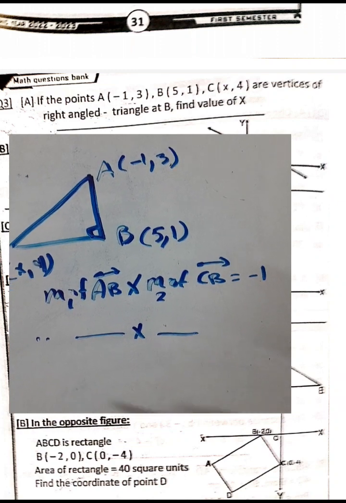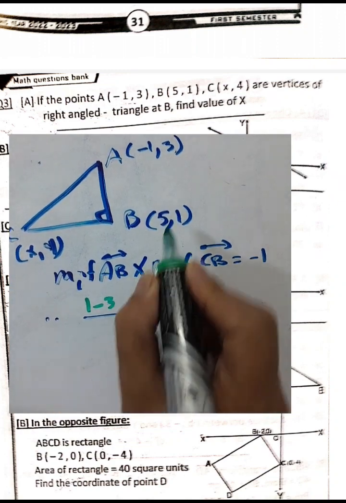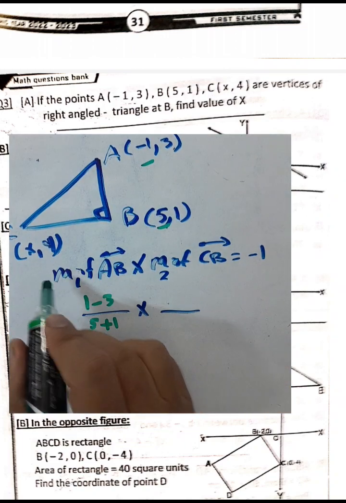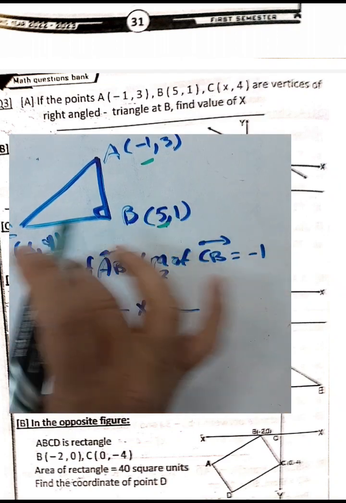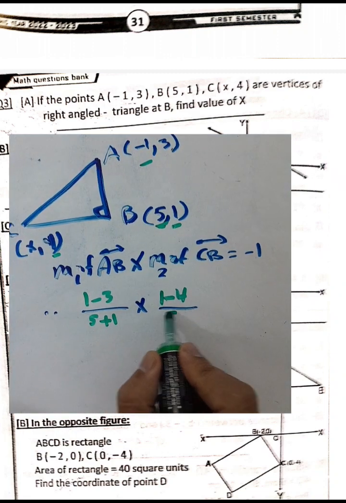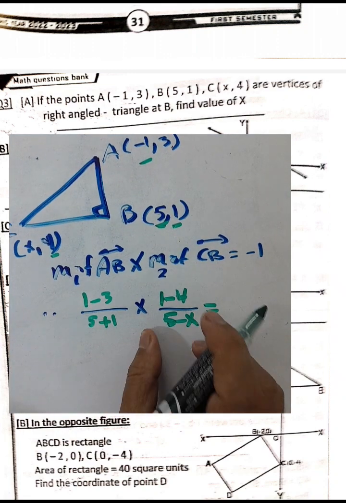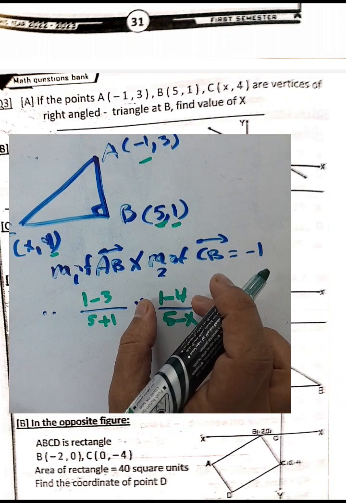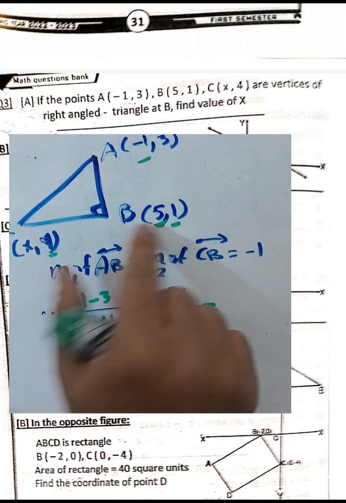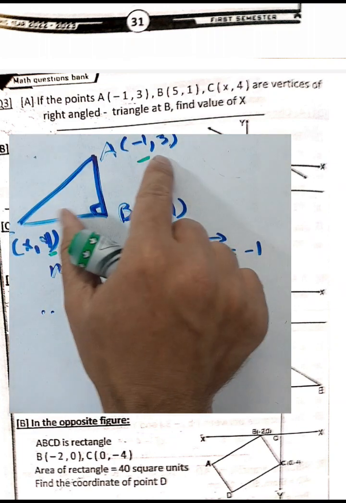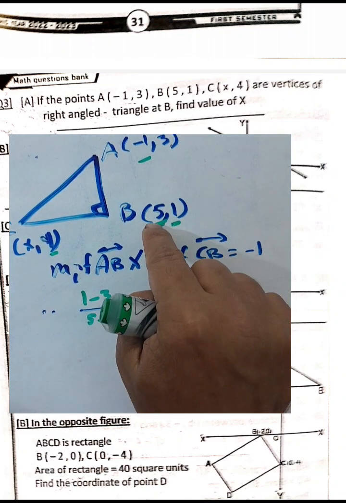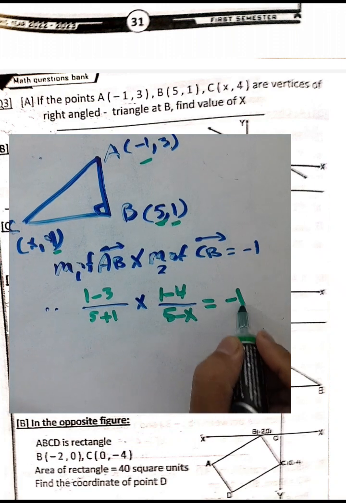We have AB here, y1 minus 3, and 5 minus 1, it will be 5 plus 1. Okay, and CB here, 1 minus 4 over 5 minus x. The difference between 5 and x in the denominator. Again, y2 minus y1, 1 minus 4 over 5 minus x. Product by the slope of AB, -3 over 5 plus 1. The product between them equals -1.